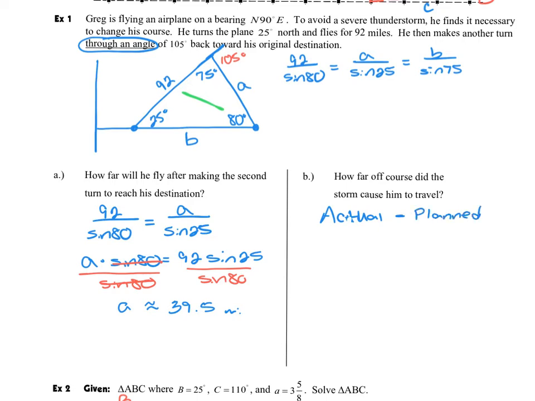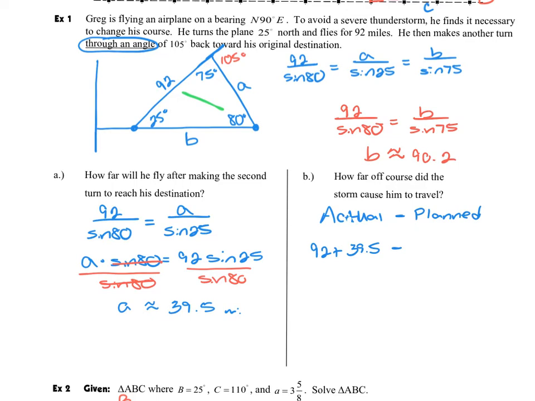His actual is going to be the 92 plus that 39.5 that we just found, but then we need to subtract off what he had originally planned to do. So we need to calculate that. I'm going to do it in my extra space up here. I've got my 92 over my sine 80 and my b over my sine 75. And when you get comfortable with this, it's pretty easy to visualize the algebra, the cross multiplying that we did on that part A, and you should be able to get that your side B is 90.2.